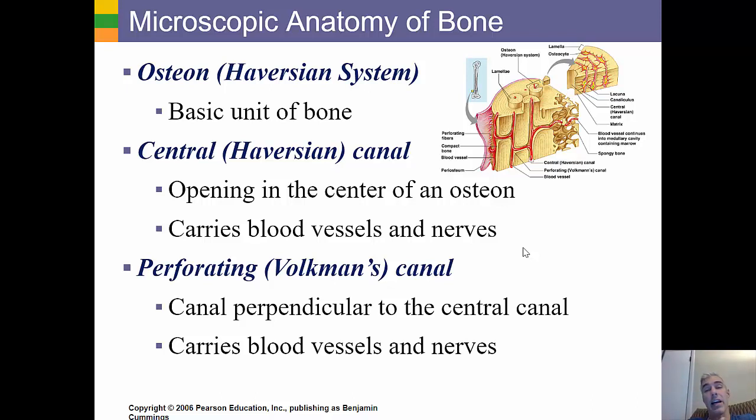In the center of an osteon, right at the middle here, you have the central or Haversian canal. Sometimes they're called Haversian systems as well. And that carries blood vessels and nerves. So again, you can see how well vascularized that bone tissue is from this cross section. Those tend to run up and down, or vertically. You also have perforating canals, which run perpendicularly and allow the blood vessels to move perpendicularly, whereas the central canals allow it to move vertically.